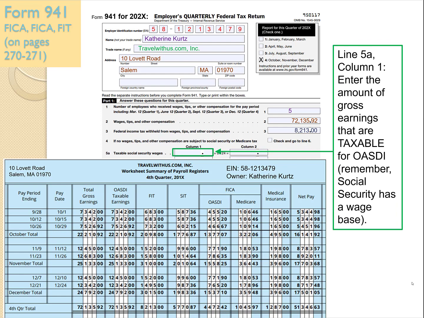And we will start with column 1. We need to enter the amount of gross earnings that are taxable for OSTI. Notice it says taxable Social Security wages. Remember, not everything is taxable for Social Security. If an employee makes above a certain amount, then that amount above it is not taxable for Social Security. So, fortunately, this worksheet summary of the payroll registers has an OSTI taxable earnings column, so it's already calculated for us. So how much is taxable for OSTI for the fourth quarter? $72,135.92.